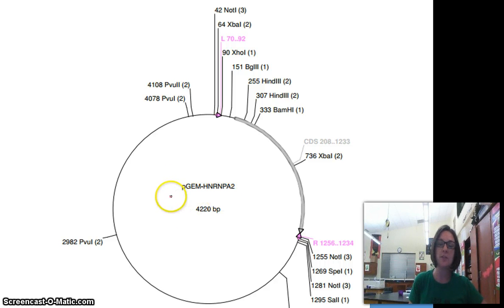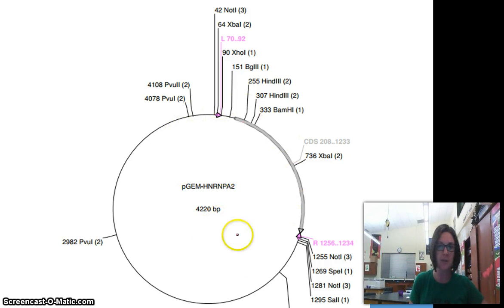In the middle, it tells you its name. It says it's pGEM, which is the name of the vector, and after the hyphen, that's the name of the gene that's been inserted here. The thick gray line is our inserted gene, hnRNP-A2. And the other number, the 4,220 base pairs, tells you how big this plasmid is.